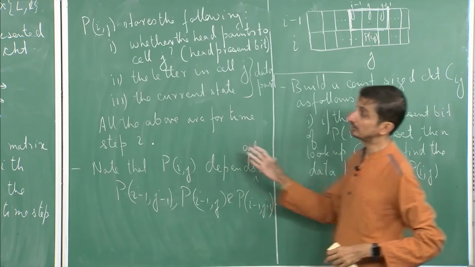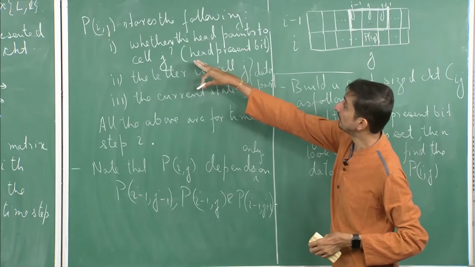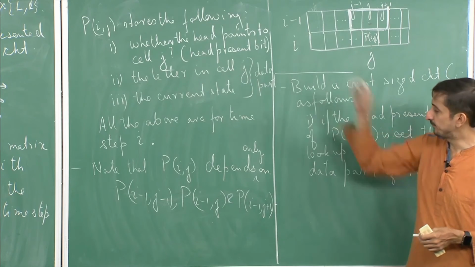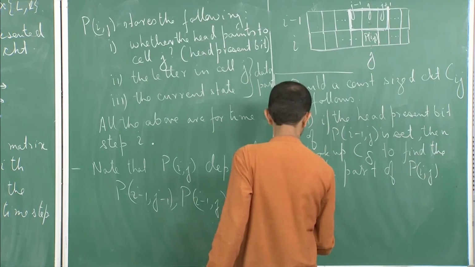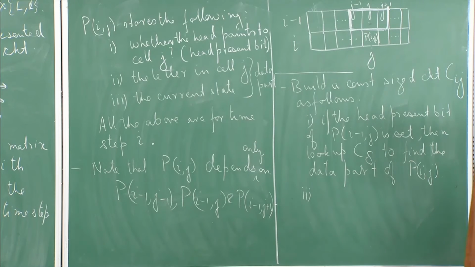Now, what about the left right part? What about the head present bit? No, I am talking only about the data part of P_ij. So if the head present bit of this is set, then this is how I compute the data part of P_ij. But what about the head present bit of P_ij?